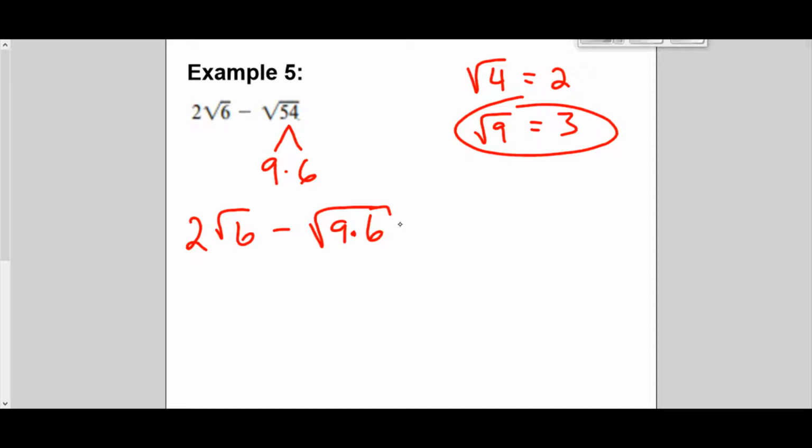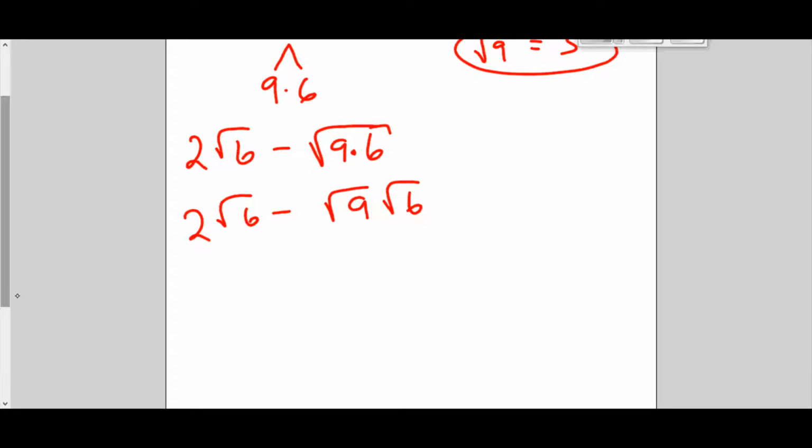But we could split this up because the product property says this would be 2 square root of 6 minus the square root of 9 times the square root of 6. Well, we know the square root of 9 is 3. This is 2 square root of 6 minus 3 square root of 6. Now, are those the same? Are the radicals the same? So here I have square root of 6 and square root of 6. So they're exactly the same.